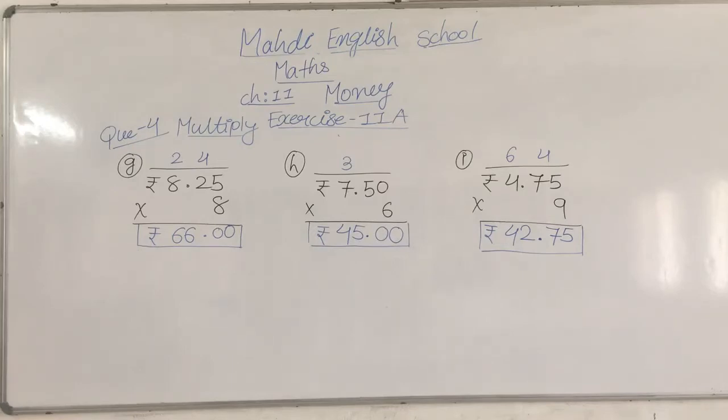And then we are going to start question number 5, divide. Before starting division of money, you have to write this question number 4, multiply G, H and I. Do it fast. I hope you all understood, all my dear.